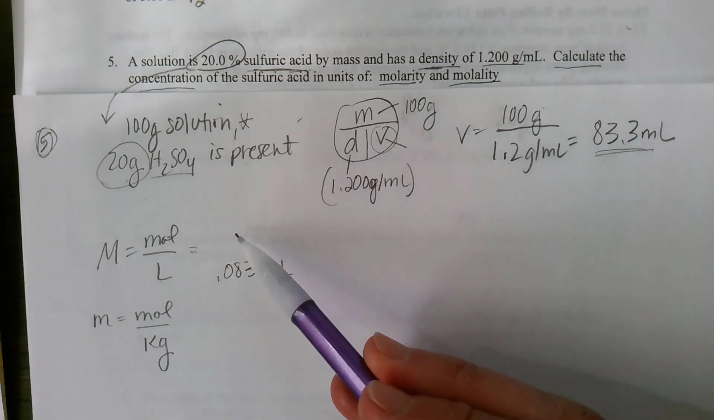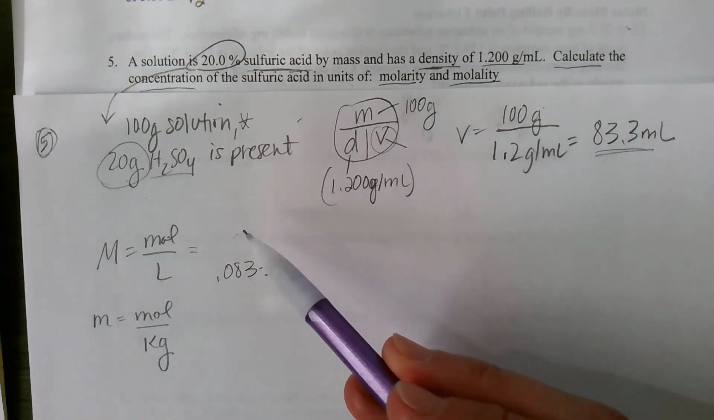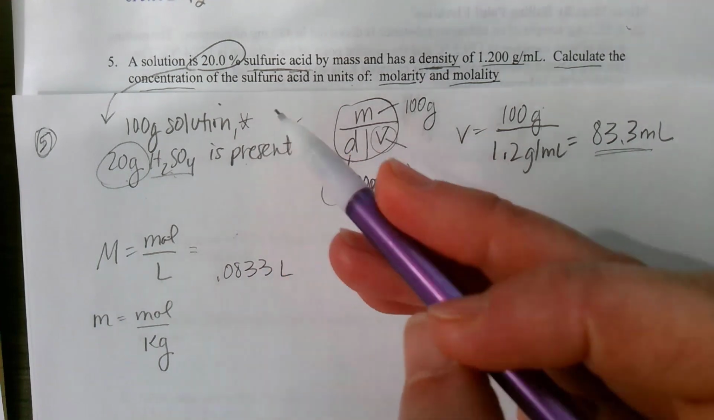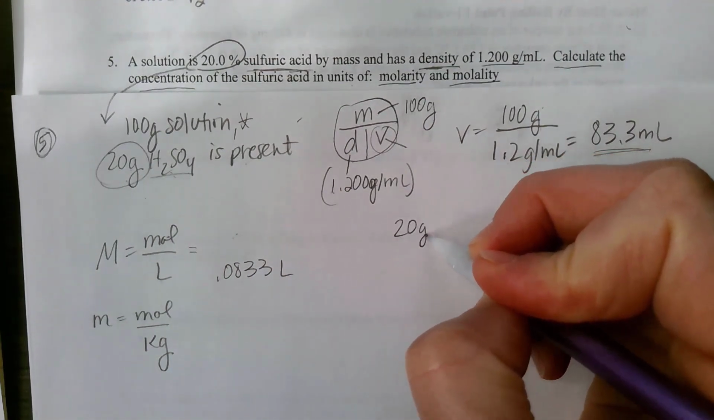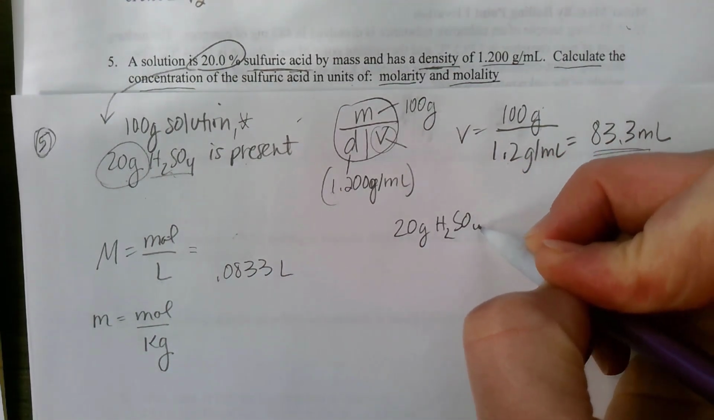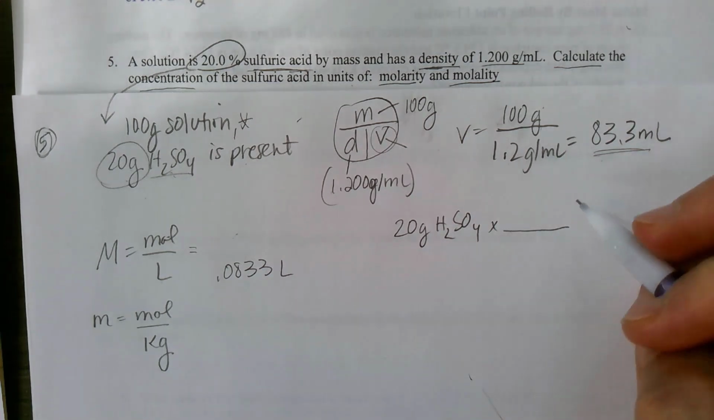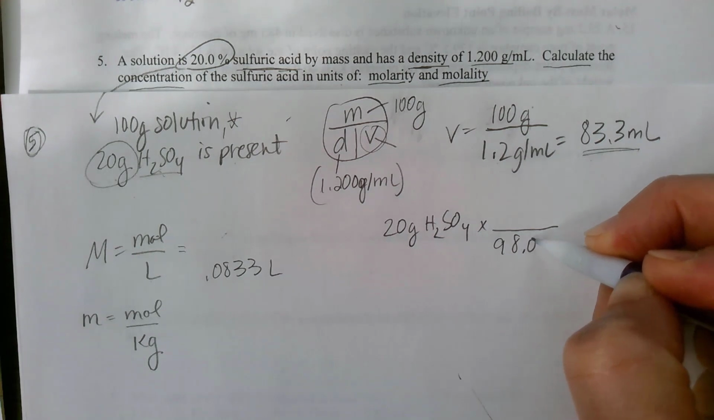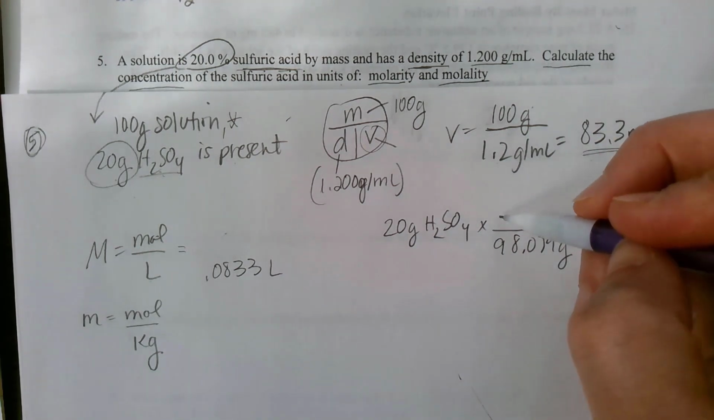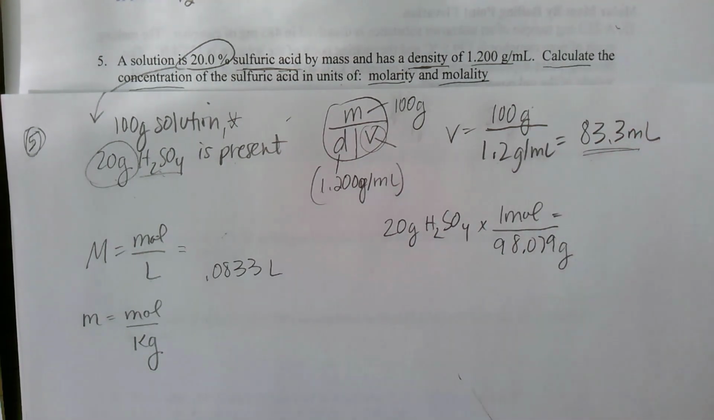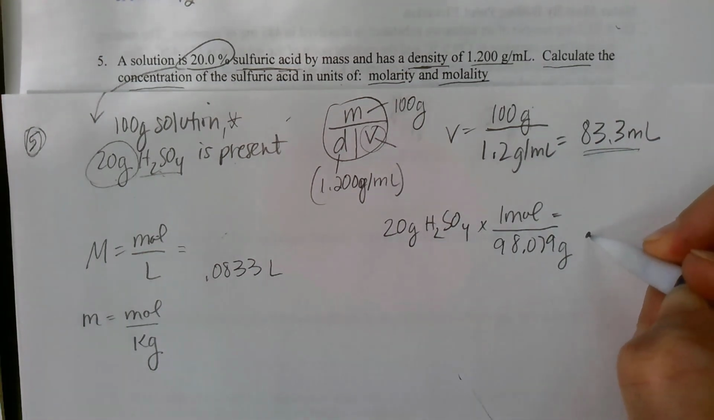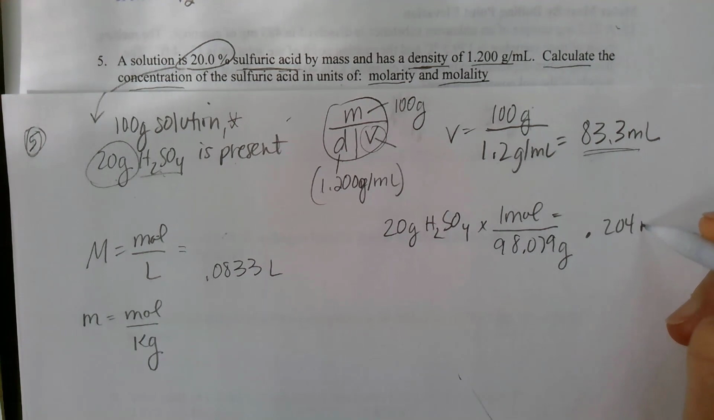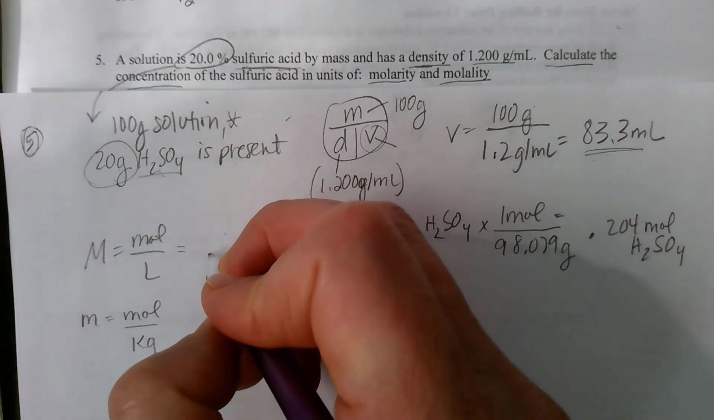Now let's figure out moles of sulfuric acid. We have 20 grams of H2SO4. I'm going to help you out with the molar mass here. Molar mass is 98.079 grams for 1 mole of sulfuric acid. And that will give me 0.204 moles of H2SO4.